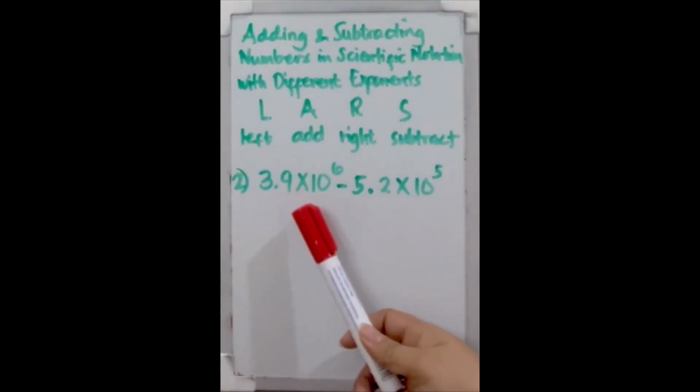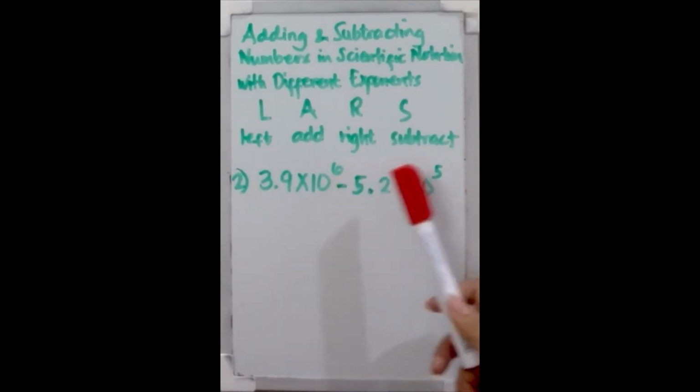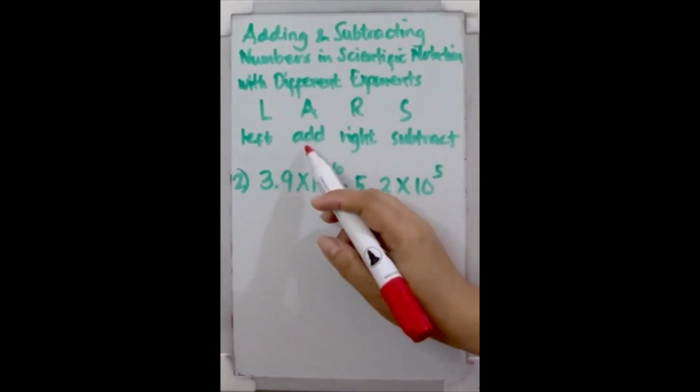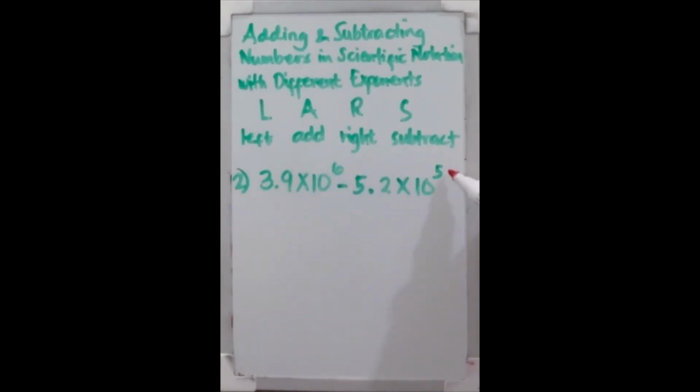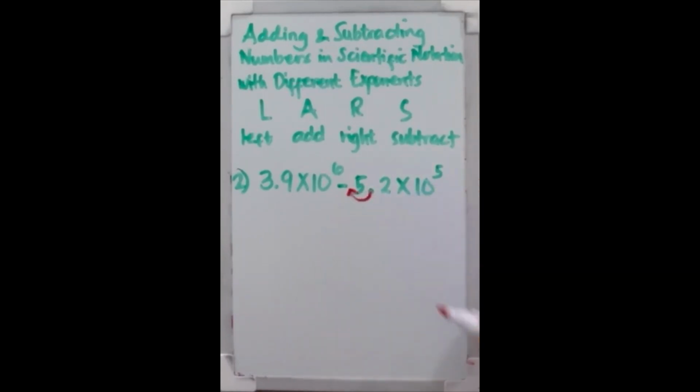We have here 3.9 times 10 raised to 6 minus 5.2 times 10 raised to 5. We have 6 and 5 as our exponents. Now we need to make the move so that we can turn this 5 to 6. So we need an additional of 1 here, 5 plus 1. And for us to have an addition to the exponents, we need to move to the left. So from this point here, we will move 1 place going left. Okay. So this 5 will be added to 1. So we have 5 plus 1.